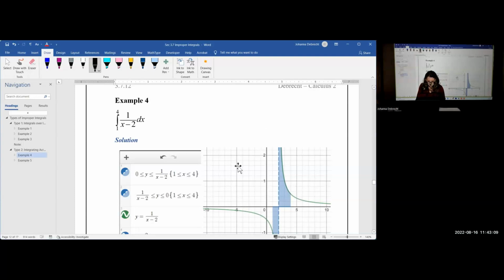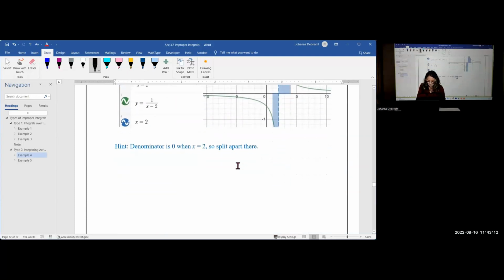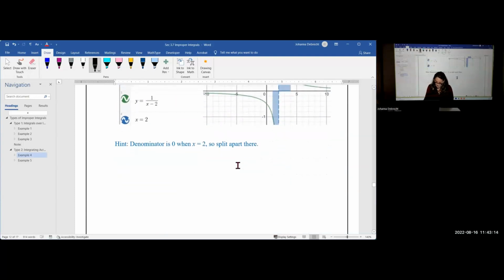And that's our question. So now what we want to do is split it apart. So we're starting with the integral from 1 to 4 of dx over x minus 2. And we know that it is undefined at 2. So we need to split it. So we're going to integrate from 1 to 2, and then from 2 to 4.